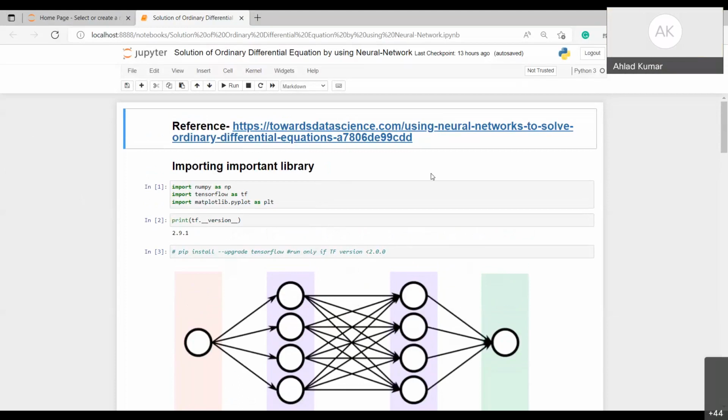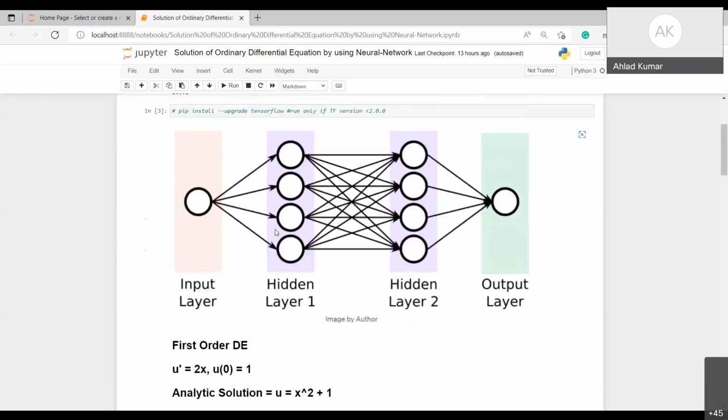Has somebody tried fractional differential equations as well? I think no, I think that is still left. That is a good research problem. Okay, thank you very much.